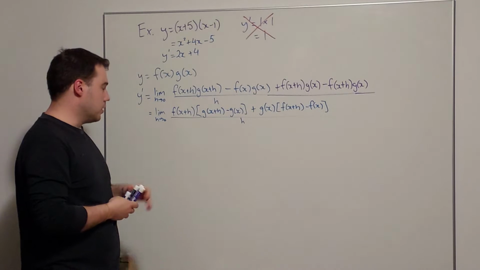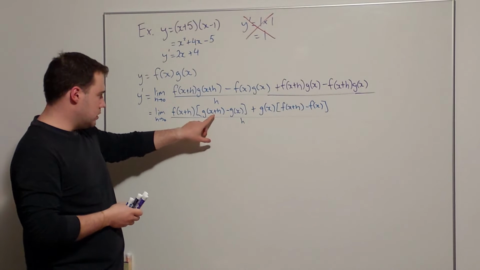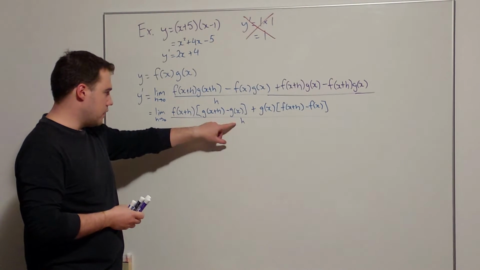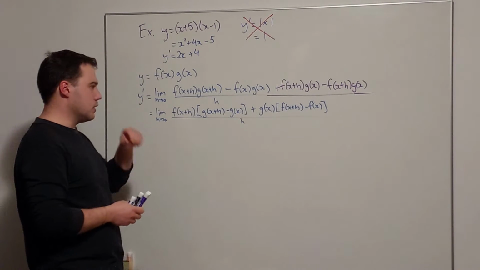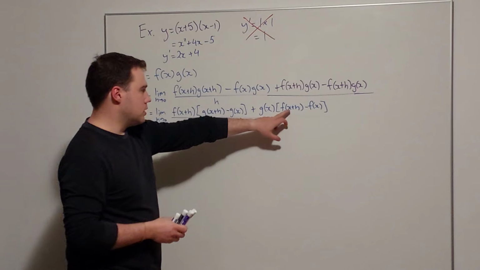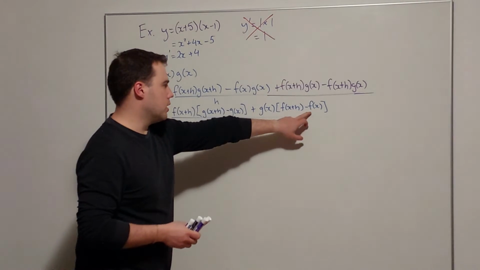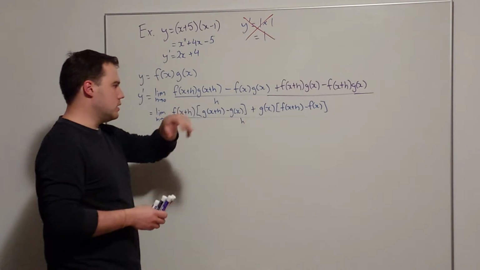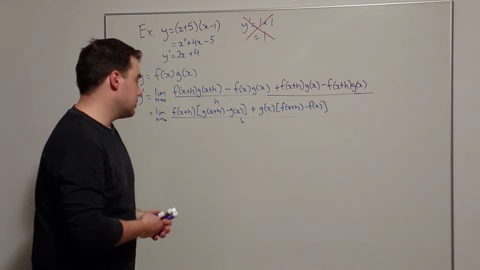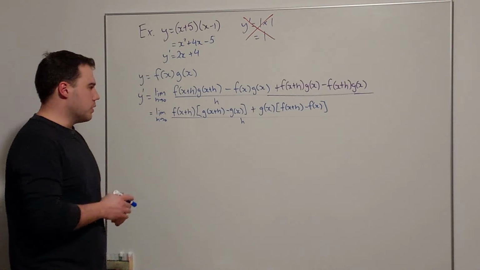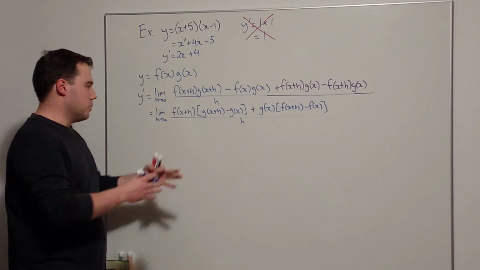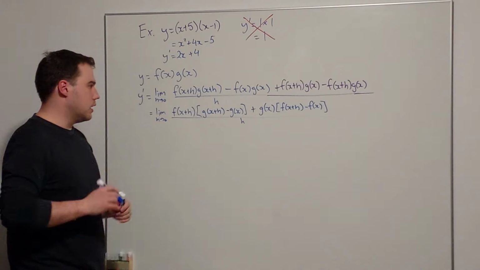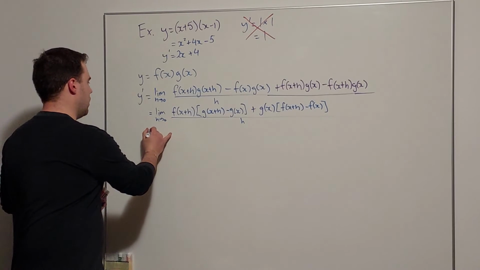This is looking good because if you have a look at this, g of x plus h minus g of x over h, well, that's the derivative of g of x when we take the limit. And likewise, this chunk over here, f of x plus h minus f of x over h, is the derivative of f of x. So what we're going to do now is a bit more algebraic fiddling around with this until we can clear these out from each other.